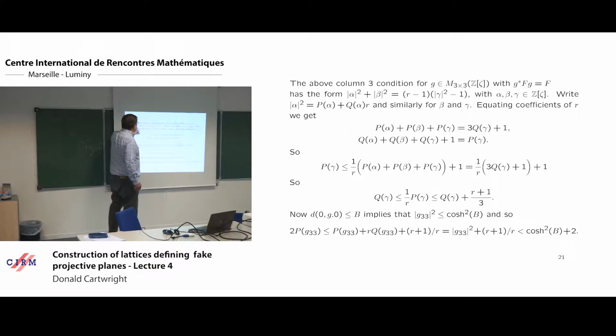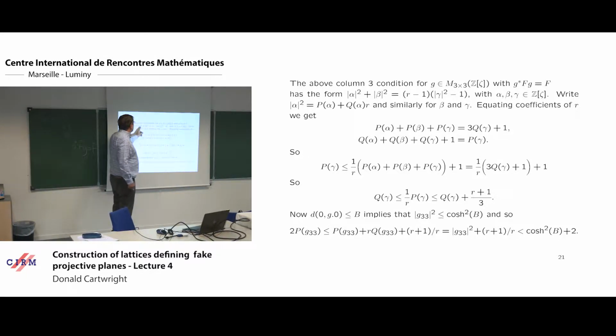So if you look at the column 3 condition, I wrote it down before, but it looks like this. It's absolute value squared of one algebraic integer, absolute value squared of another algebraic integer, times r minus 1, absolute value squared of a third algebraic integer. And what I do is I write each of these according to the previous lemma. So alpha absolute squared is p plus qr, and so on. So if you plug that into this and the two other formulas into this and equate coefficients of r, you get these two conditions here.